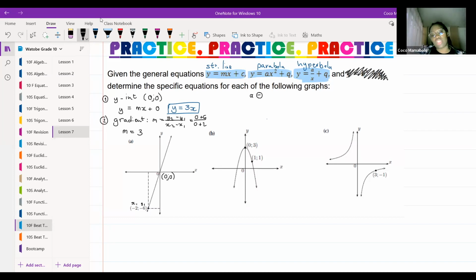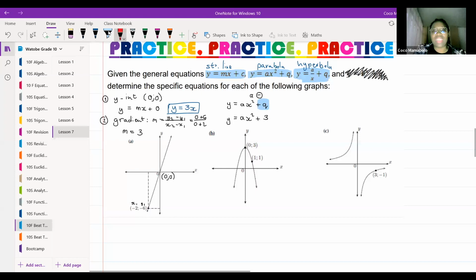And they've also given us the turning point. Do we see the turning point? What is the turning point, guys? Remember, our turning point would be which value? Which value tells us where our turning point is? Yes, Leah, beautiful. The Y value or the Q. Good. The Q is our Y value. So our Y value over here or the Q here will be 3. So now I've got y is equal to ax squared plus 3.